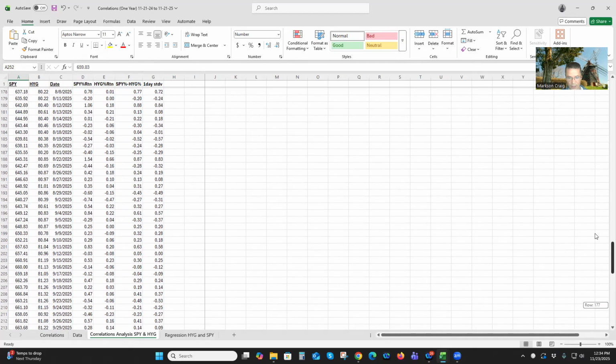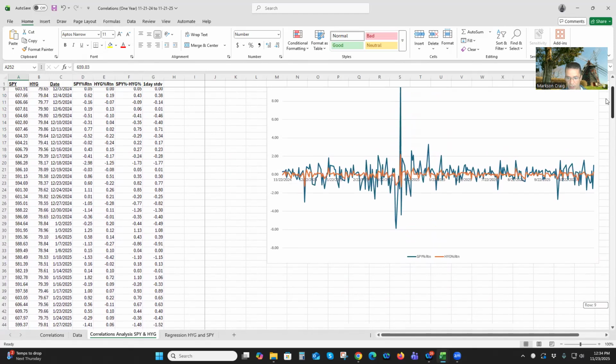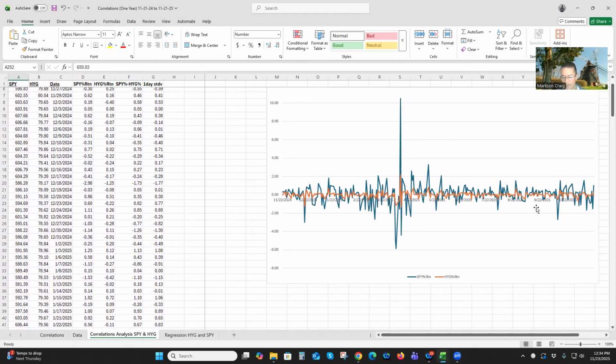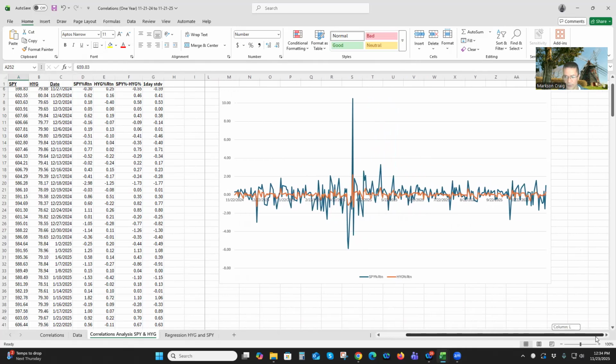I would say if you look at the long-term 1-year chart, every time that SPY trades significantly above HYG by about 1.5%, you want to go short, and vice versa if you want to go long. And this model is over a year.